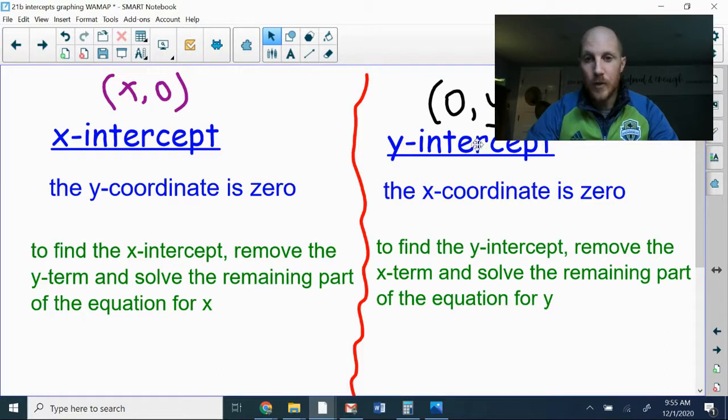And for the y-intercept, similar but opposite. The x coordinate will always be 0. So that's the first number in those set of coordinates. It's always going to be 0. And then the second number is going to be some number y. If we had the equation of the graph, we could figure out what number that is. It'll be a different number for every graph or every equation. But something will go there in the y spot.